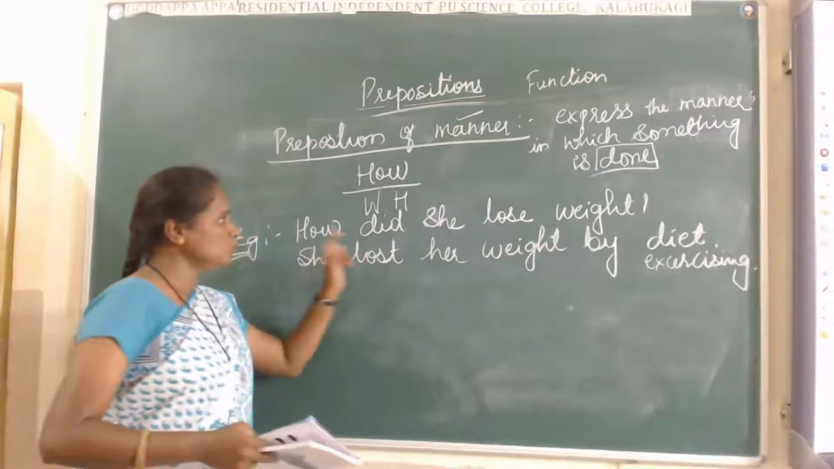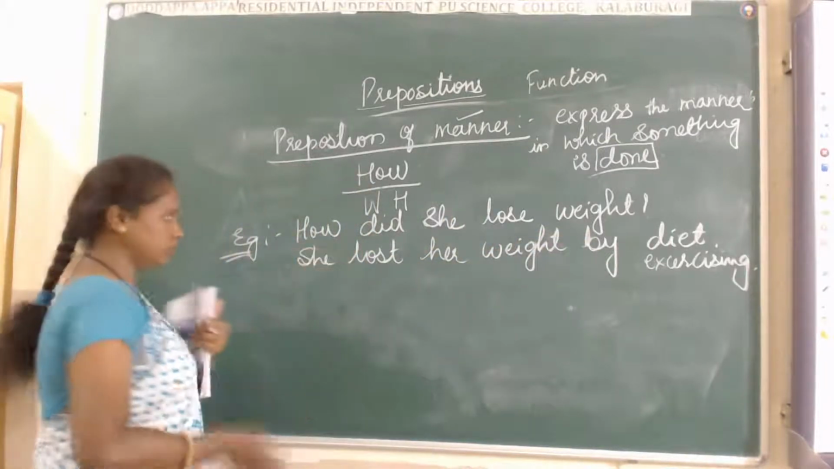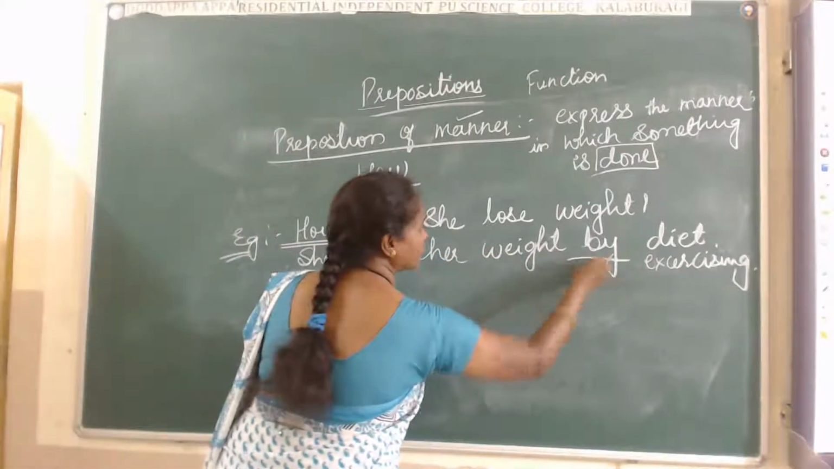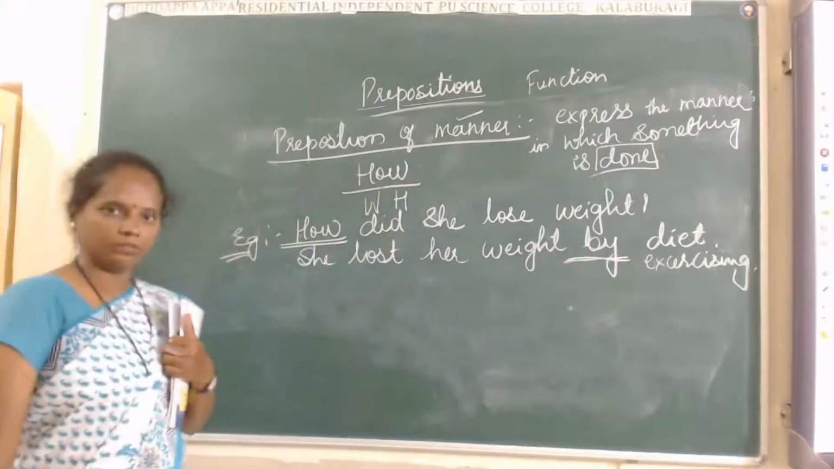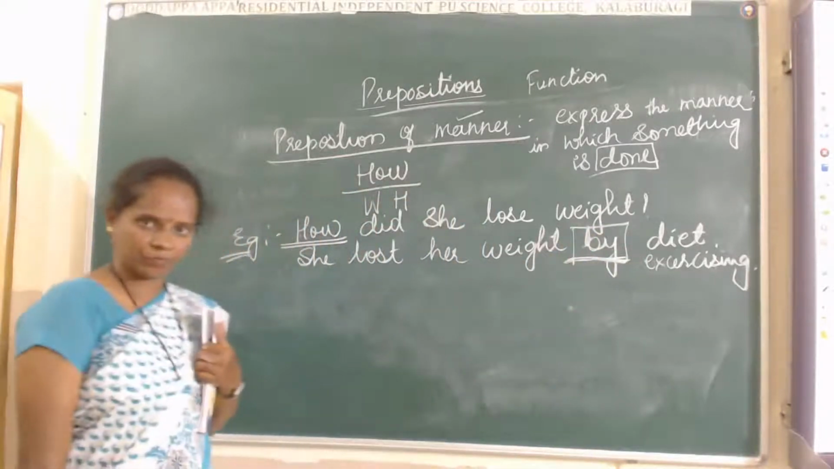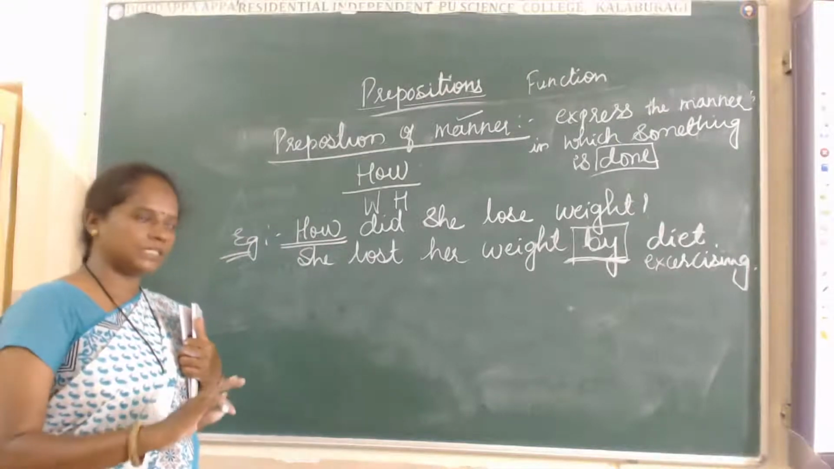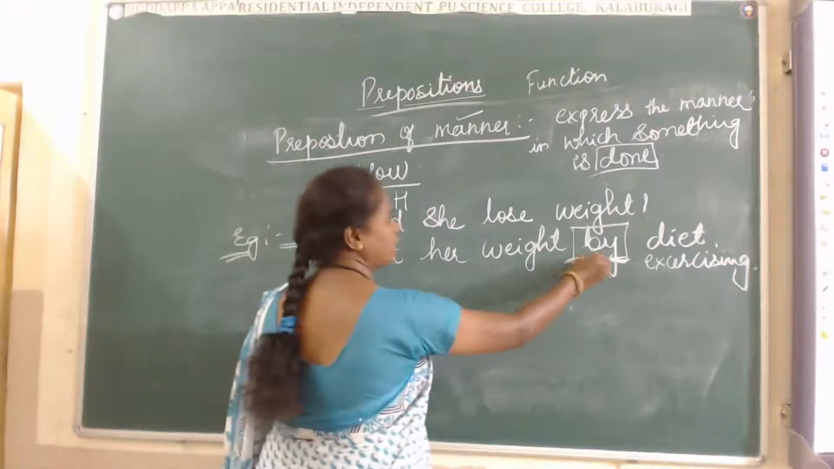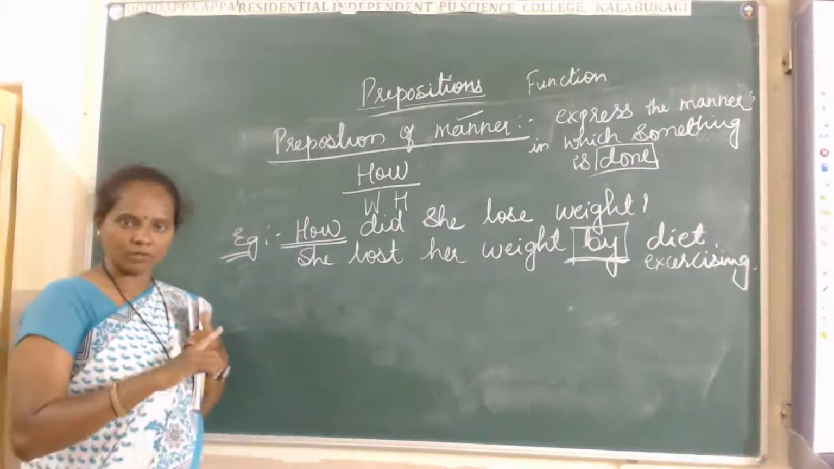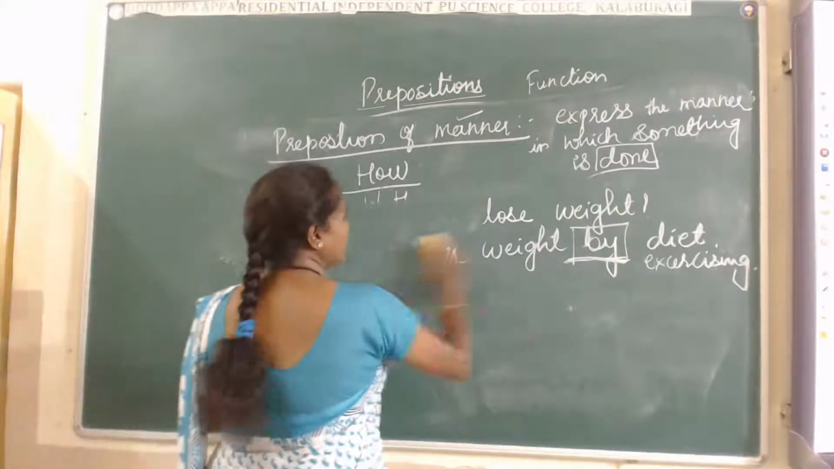See, how did she lose weight? How, the WH word, is used here, and she lost her weight by exercising. We are using by here. The work is done, already she lost her weight, and we use by here. This is a manner, preposition of manner. How do we use it? Okay. Next.